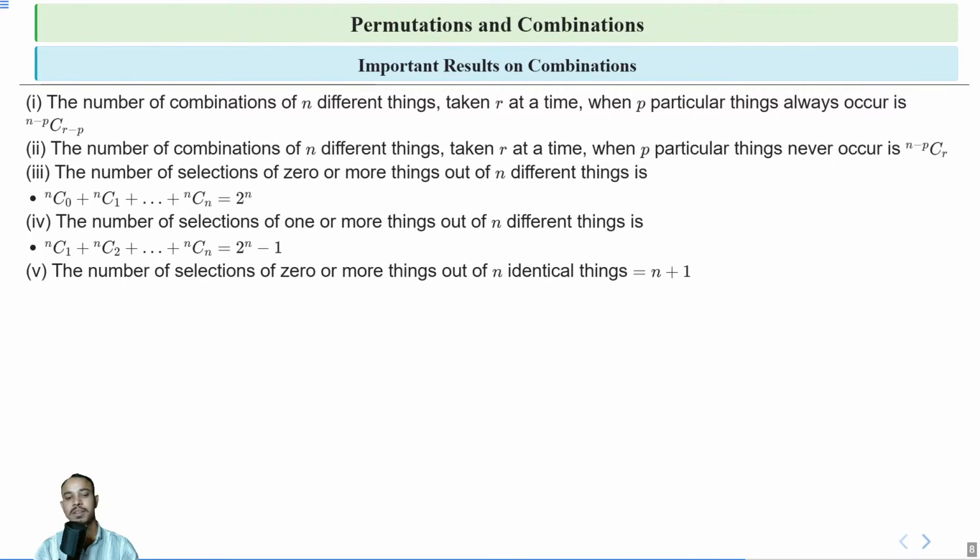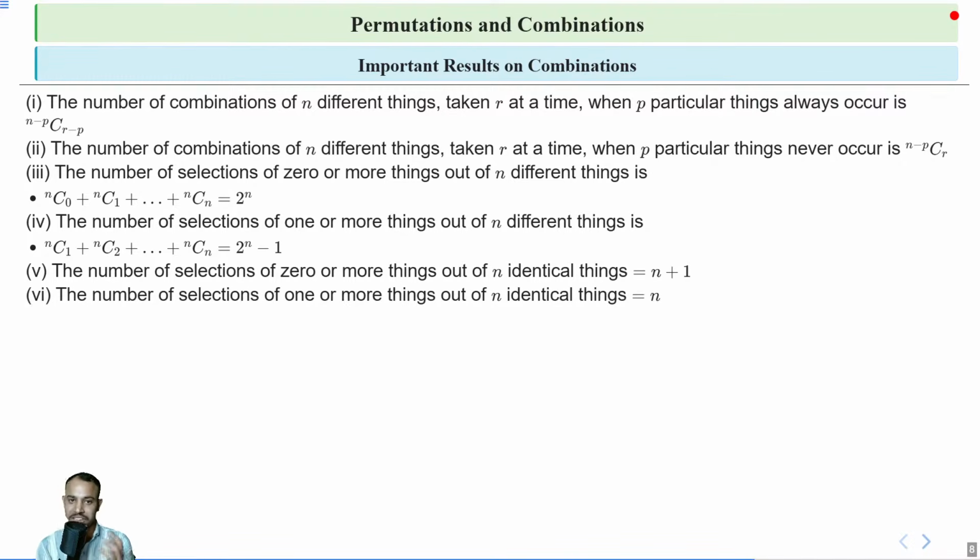Clear? And the sixth result on combination: the number of selections of one or more things out of n identical things is n. Here you can choose 1, 2, 3, 4 up to n. So you have n selections of one or more things out of n identical things.